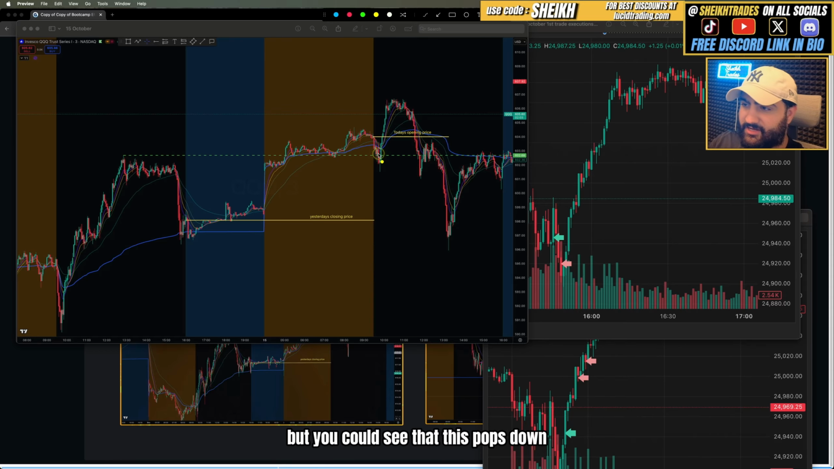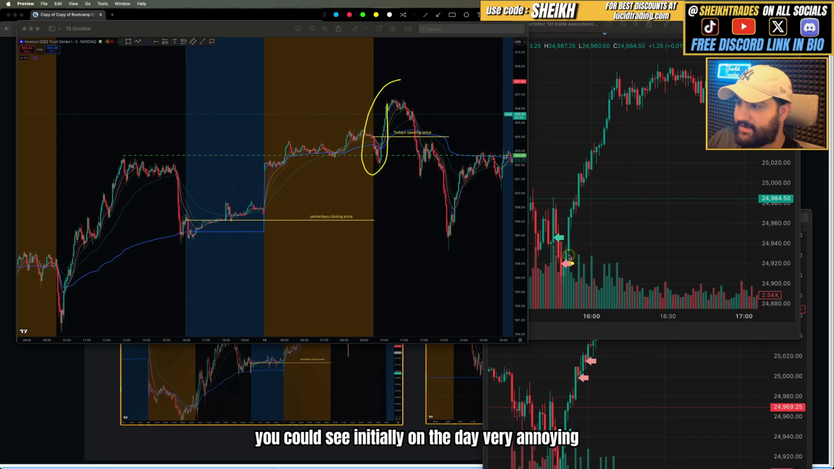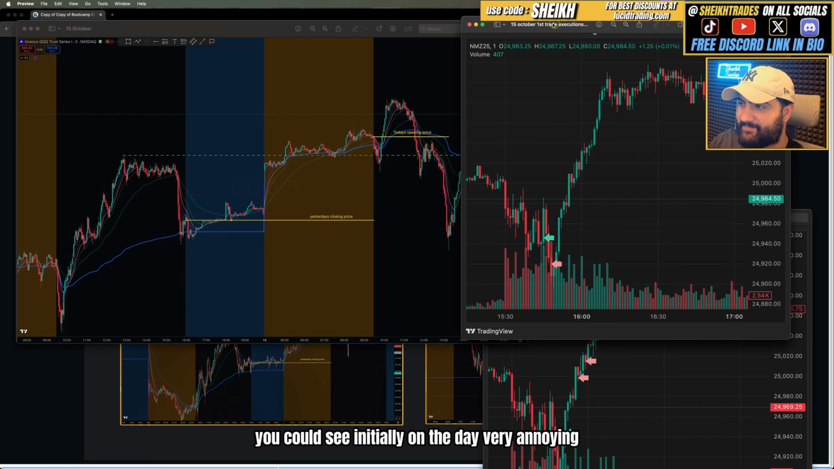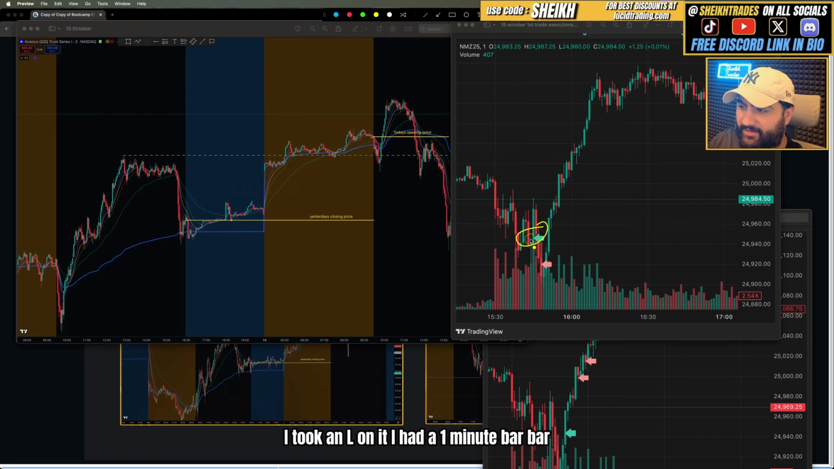But you could see that this pops down, goes all the way back up, and I don't care what happens here. Yes, we rolled down all the way, but I don't care about that. What I care about is that initially at the open we dropped and then we popped, and I made my money here, and that matters for me. You could see initially on the day, very annoying. I took an L on it. I had a 1 minute bar. I took it. I was up around 50 points from what I can see, and then I took my L when it broke intraday low.